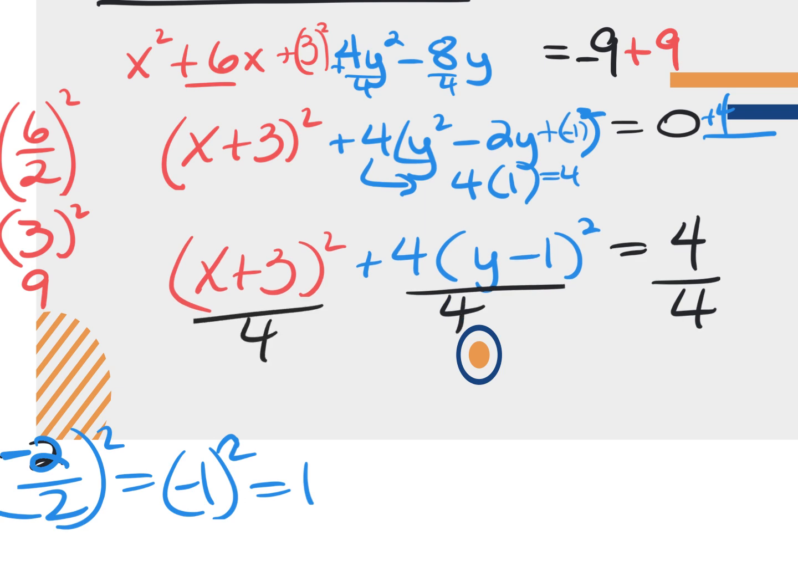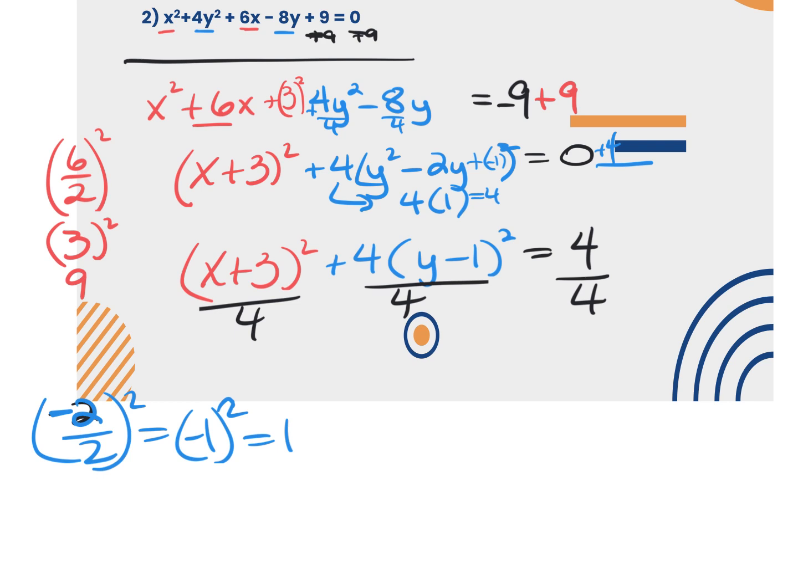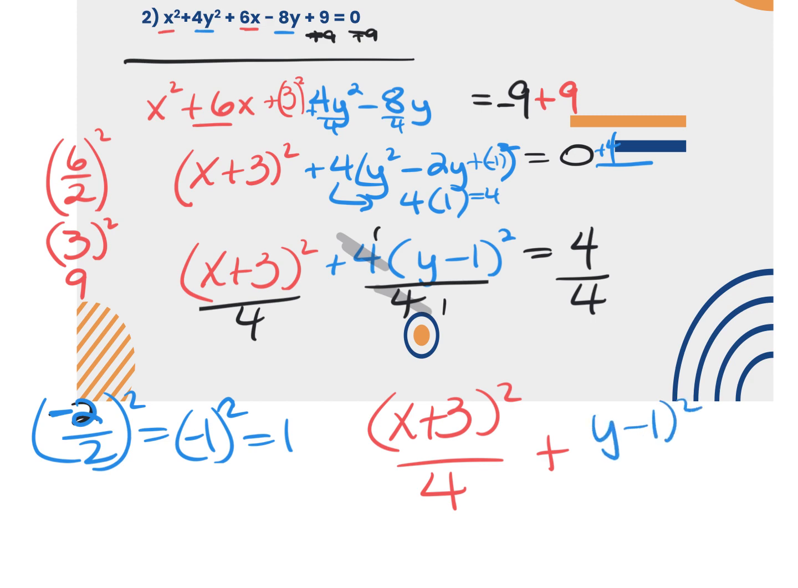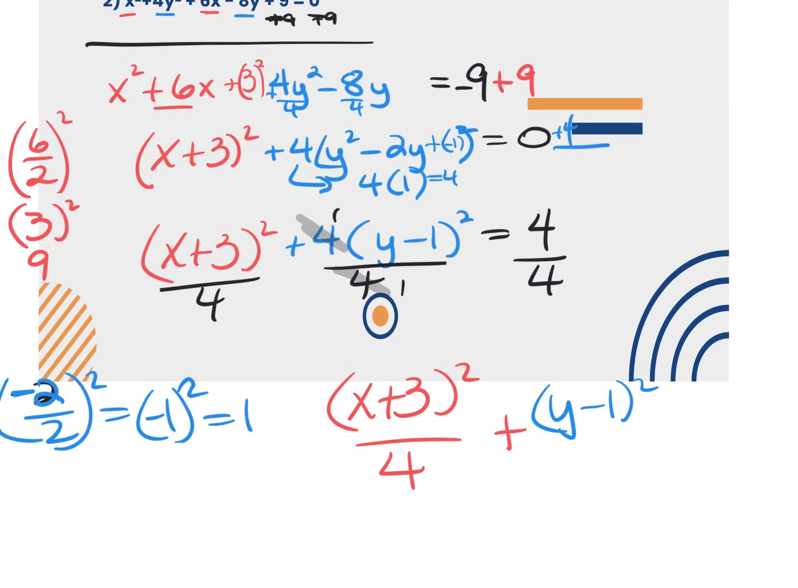So now my final answer in standard form is going to be x plus 3 squared over 4 plus, notice here, these 4's simplify, and this becomes a 1 and a 1. So I'm just going to leave it as y minus 1 squared. I don't need to put the 1 in the denominator. And then now it equals 1. And now it's in standard form. This is the graph of an ellipse. It's got the plus sign in the equation.